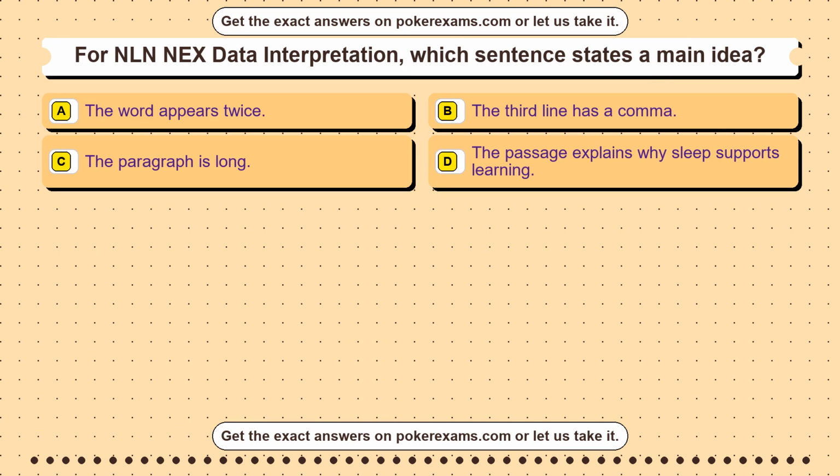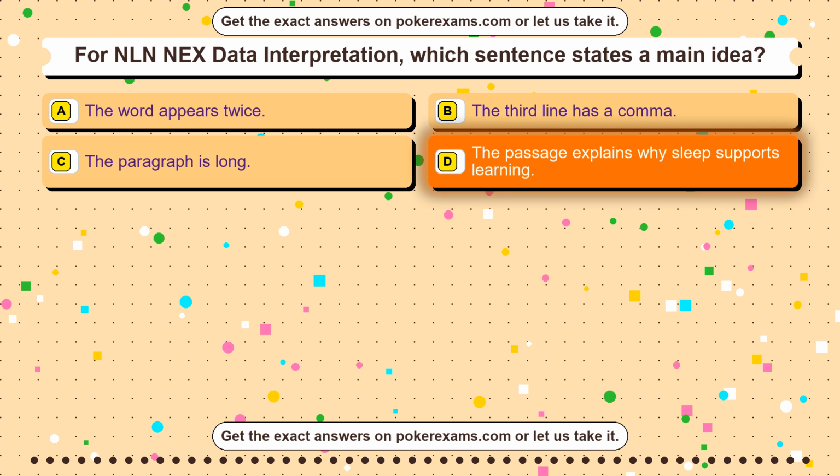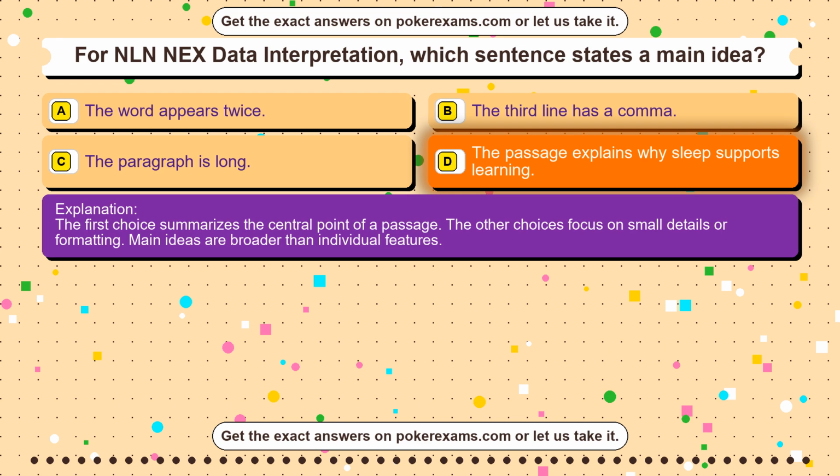Question 2. For NLN NEX Data Interpretation, which sentence states a main idea? Option A. The word appears twice. Option B. The third line has a comma. Option C. The paragraph is long. Option D. The passage explains why sleep supports learning. The correct answer is option D. The passage explains why sleep supports learning. The first choice summarizes the central point of a passage. The other choices focus on small details or formatting. Main ideas are broader than individual features.